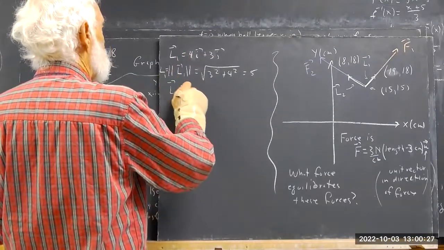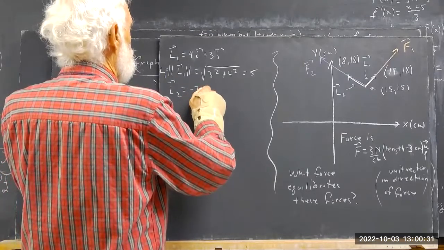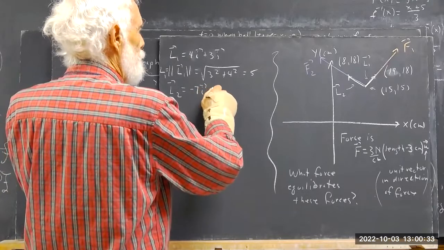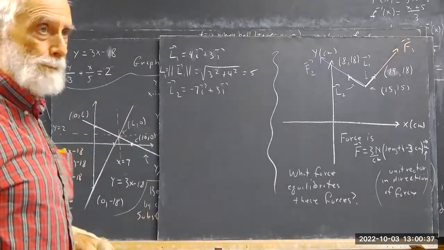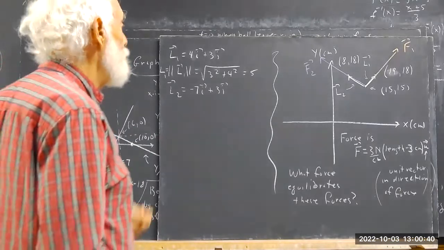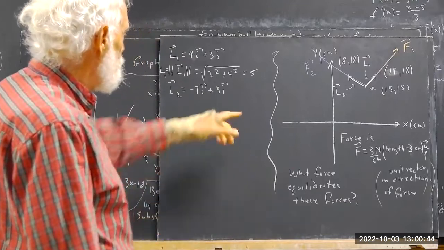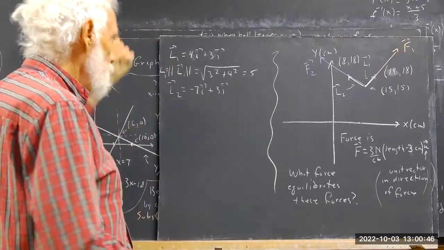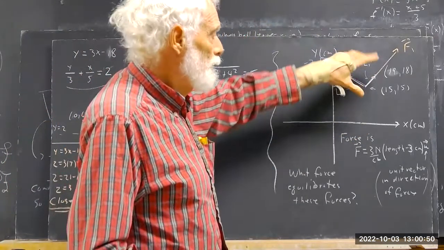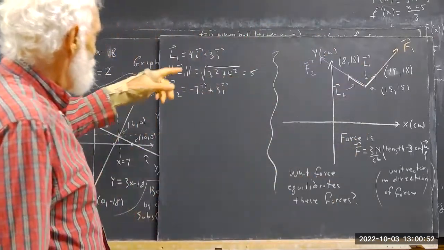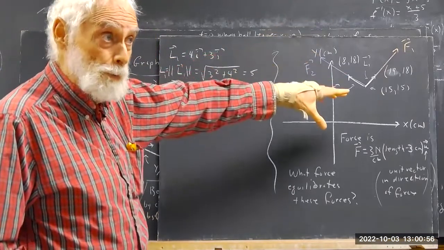Okay, L2 equals -7i plus 3j. Now, do these vectors make sense? Let's see. -7i plus 3j would be into the second quadrant, and that's aimed at the second quadrant. And 4i plus 3j, yeah, that's in the right direction. So that checks out with the picture.